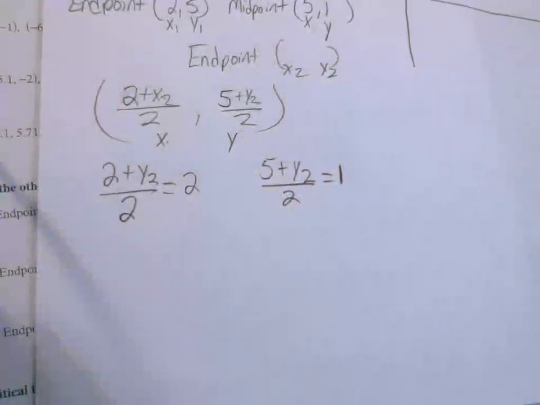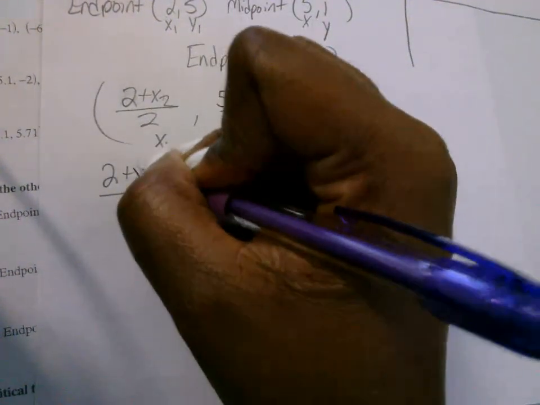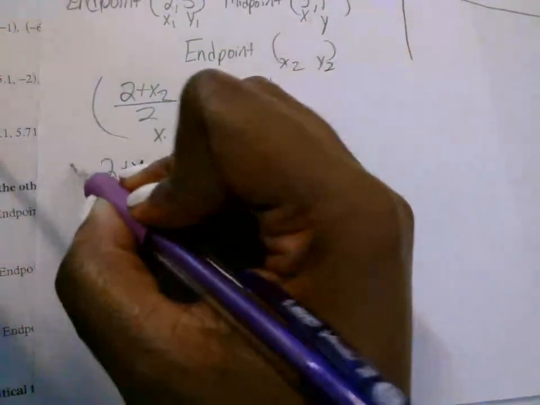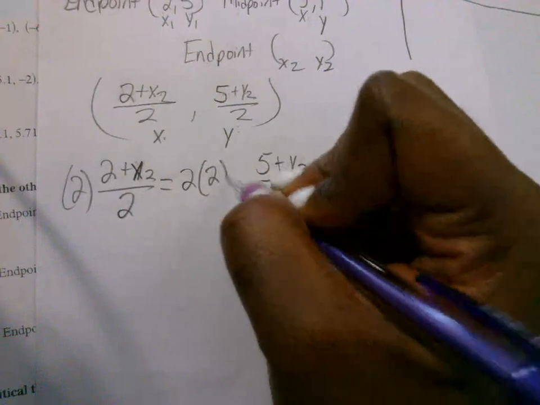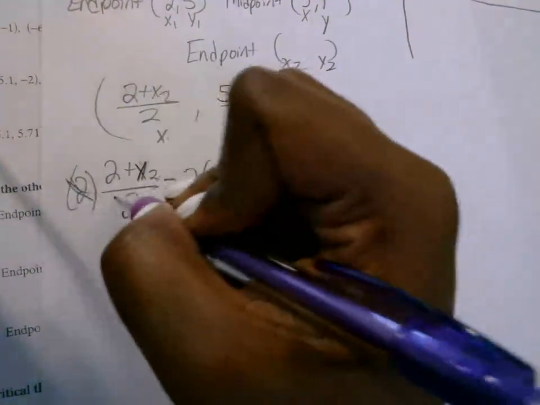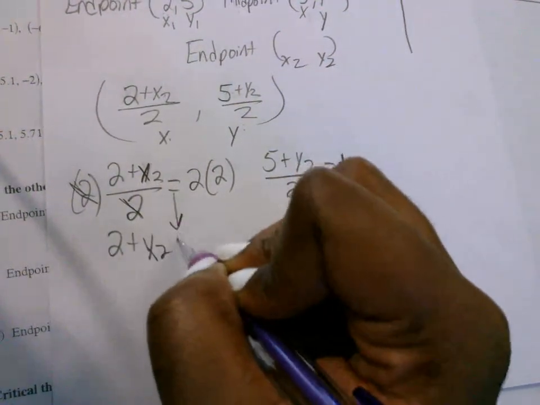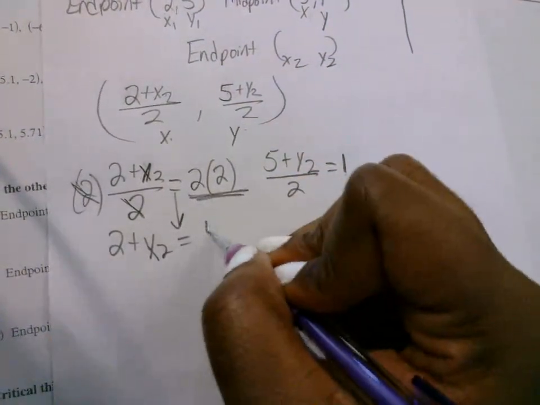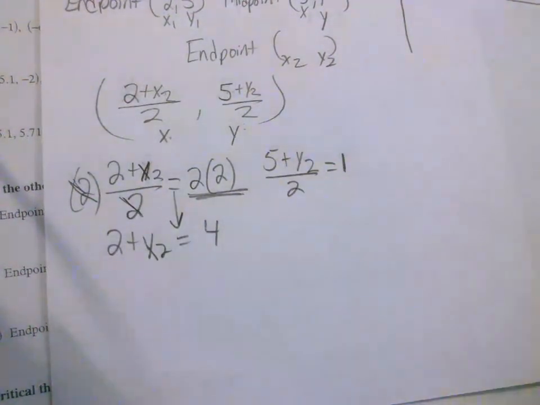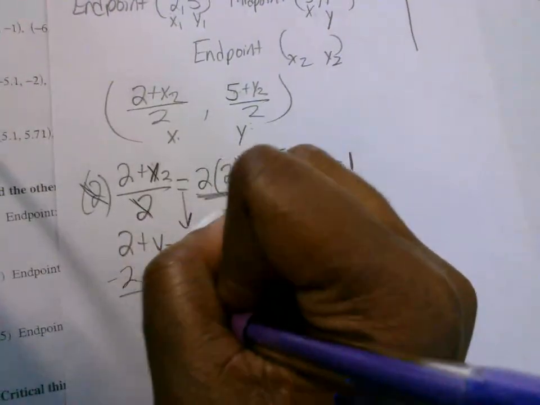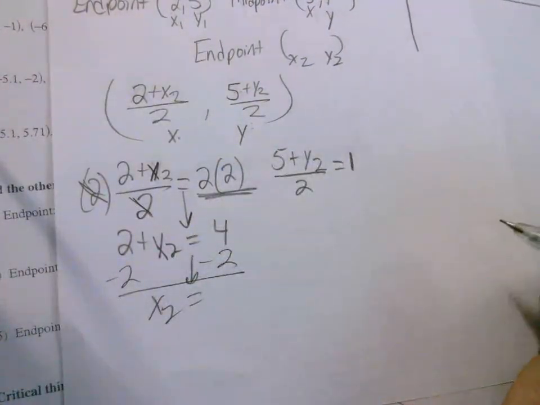So now let's solve. How do we solve for x2? What do we do first? Multiply by 2 on both sides. Very good. This is gone, and we're left with 2 plus x2. What does this side equal? 4. Now what do we do to get x2 by itself? Subtract 2 on both sides. This gives me my x2 is equal to what? 2.